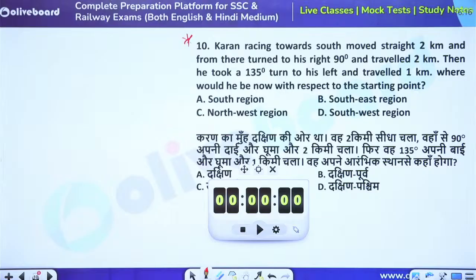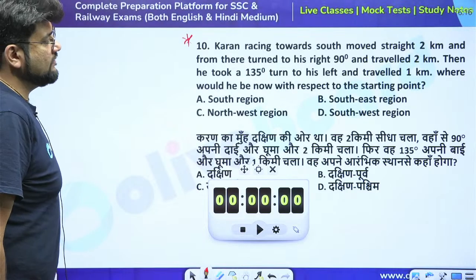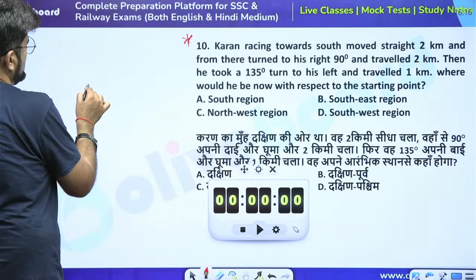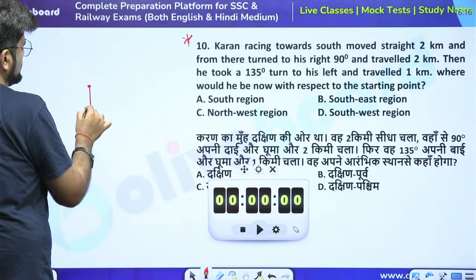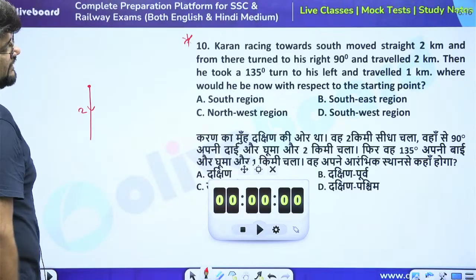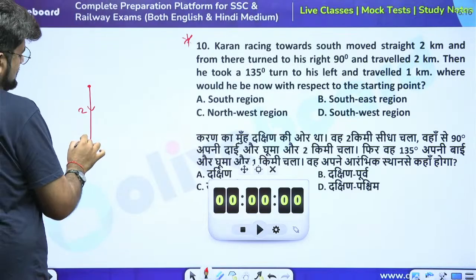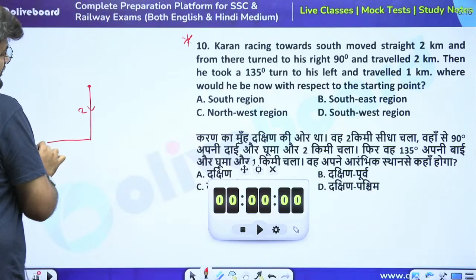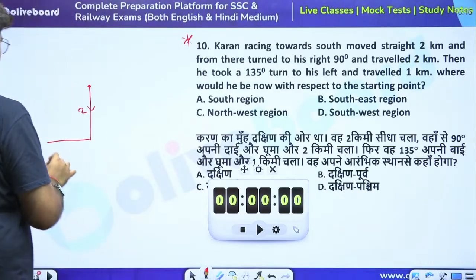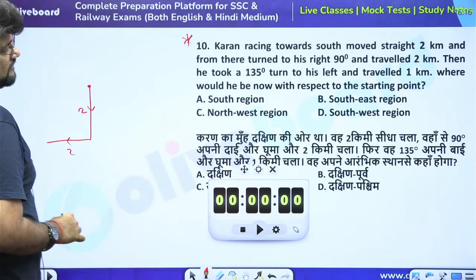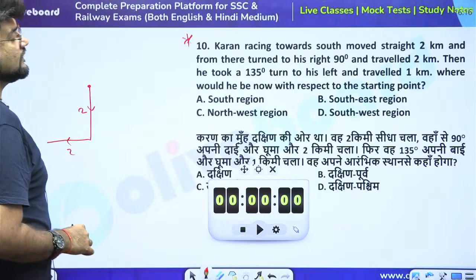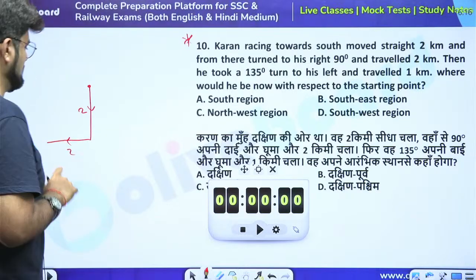Okay. So Karan is racing towards the south and moves straight 2 kilometers. Okay. So Karan has started his race and he's moved south 2 kilometers. From there it turned to his right 90 degrees. Okay. 90 degrees right. And traveled 2 kilometers. Okay. Traveled another 2 kilometers. Then he took a 135 degree turn to his left and traveled 1 kilometer.